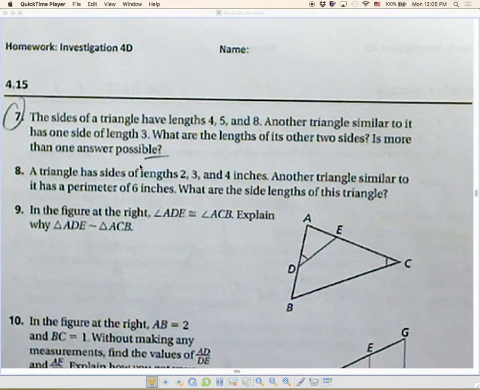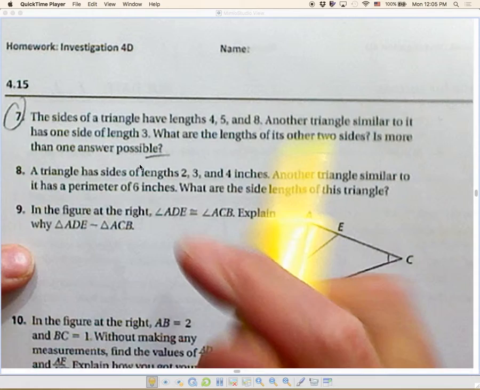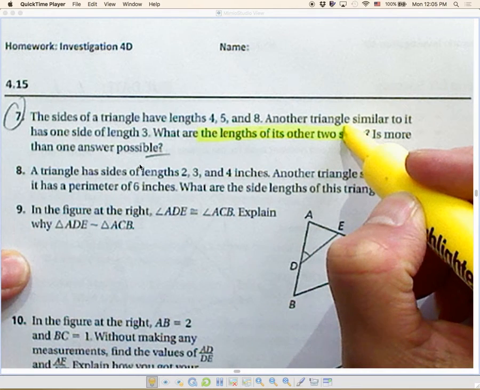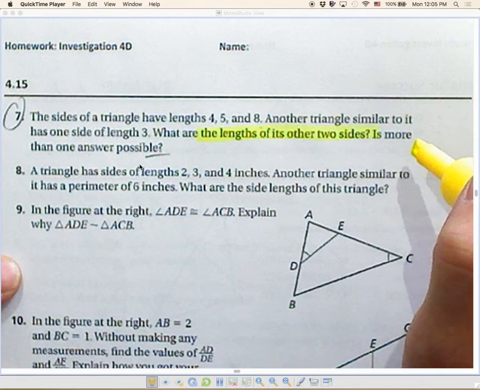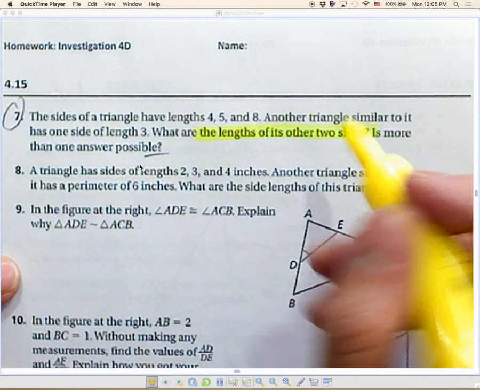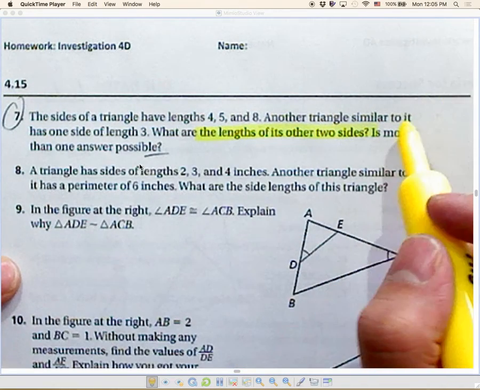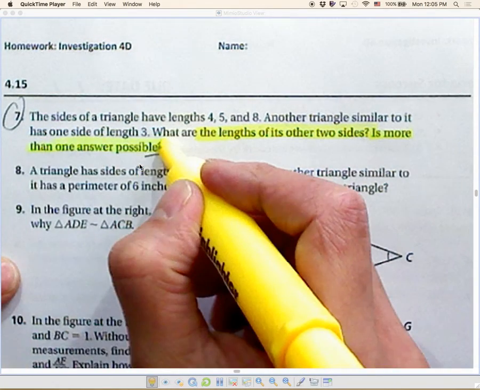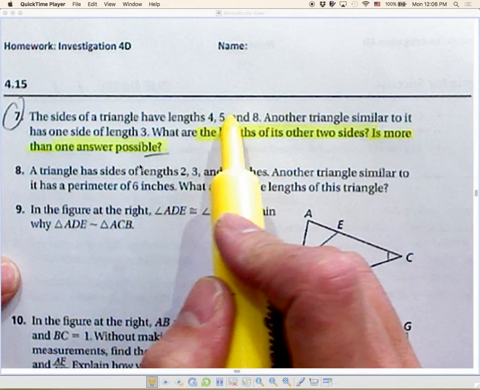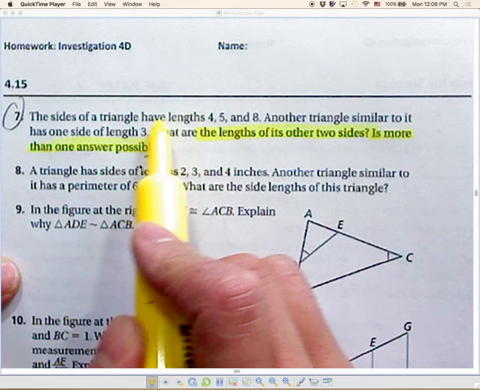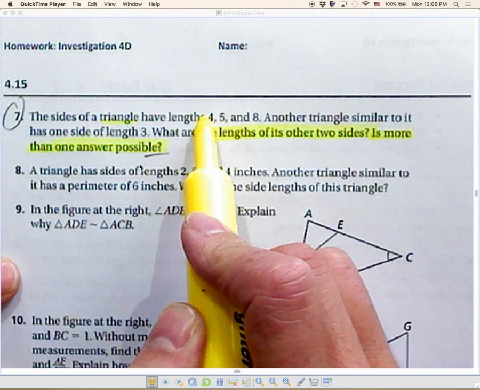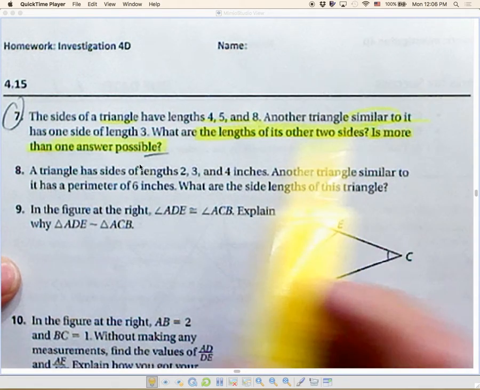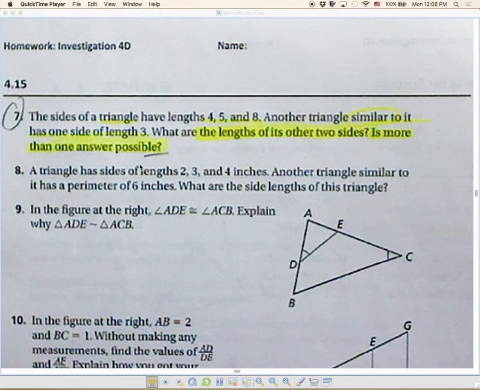What's the goal of this problem? The goal is to find the lengths of its other two sides. And also we have to answer this question: is more than one answer possible? That has to be yes or no. What do we know about this problem? We have two triangles, one with lengths 4, 5, 8. Another triangle, similar to it, this is very important, has one side of length 3.